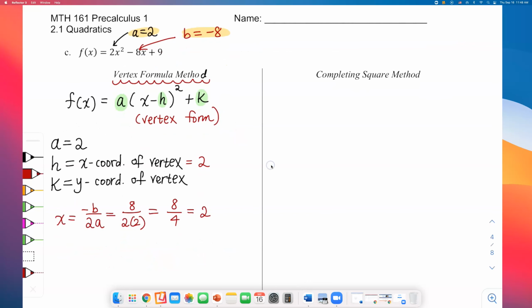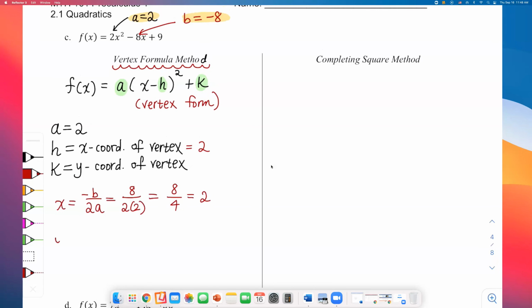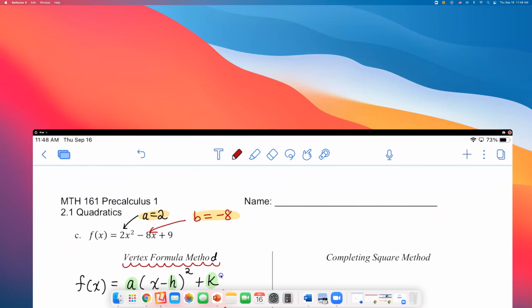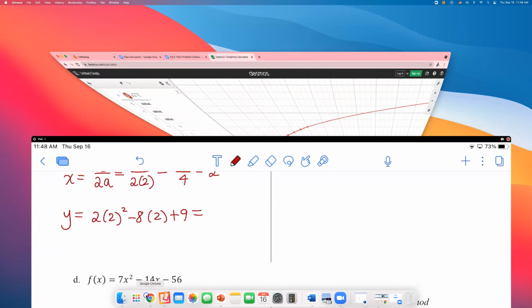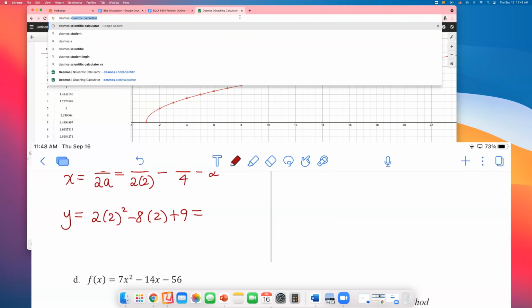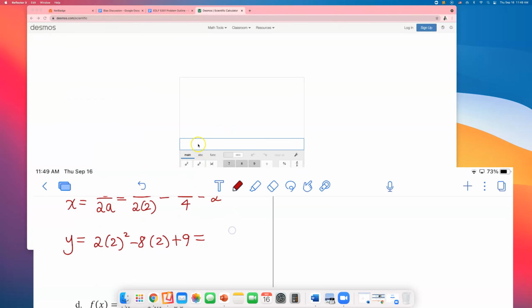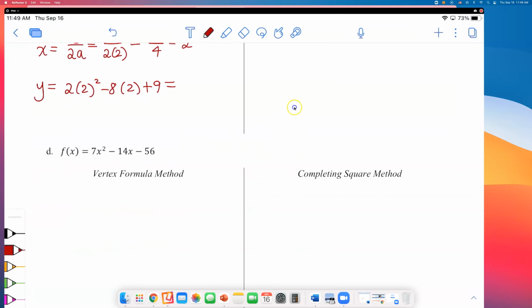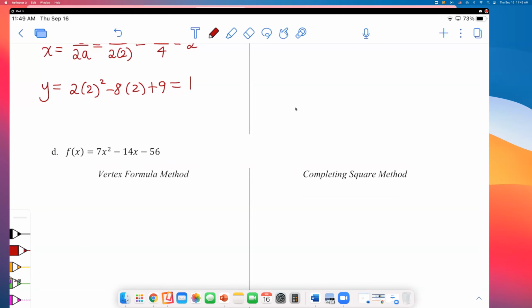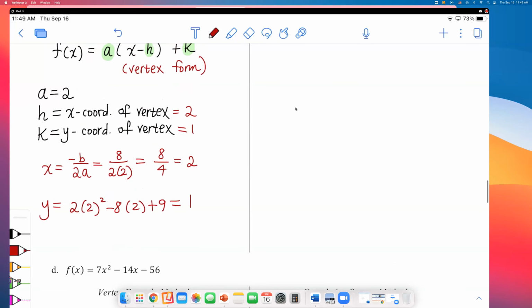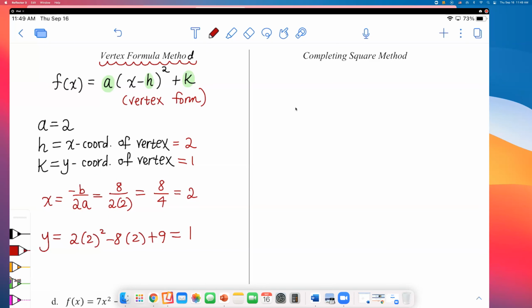Now we need to find the y-coordinate of the vertex, and in order to do that, you just plug that x value into the original function. This is the part where I would get a scientific calculator and just type it in. Alright, there's no scientific calculator. I will do 2 times 2 squared minus 8 times 2 plus 9. That comes out to be 1. So the y-coordinate of the vertex is 1, which means k is 1. And we have all the puzzle pieces to plug into the vertex form.